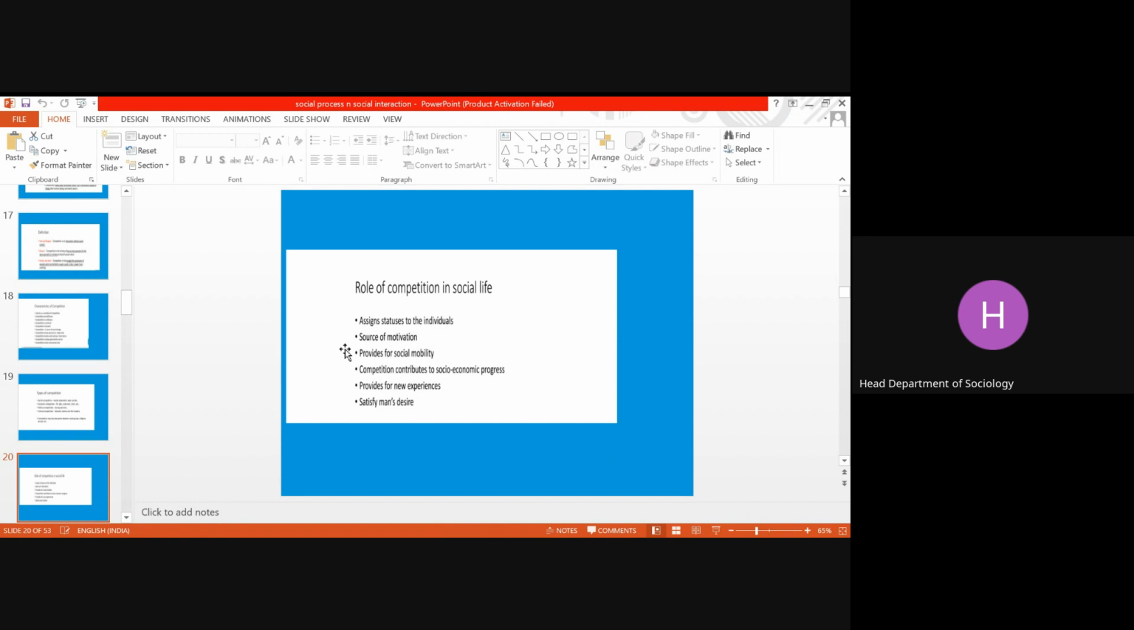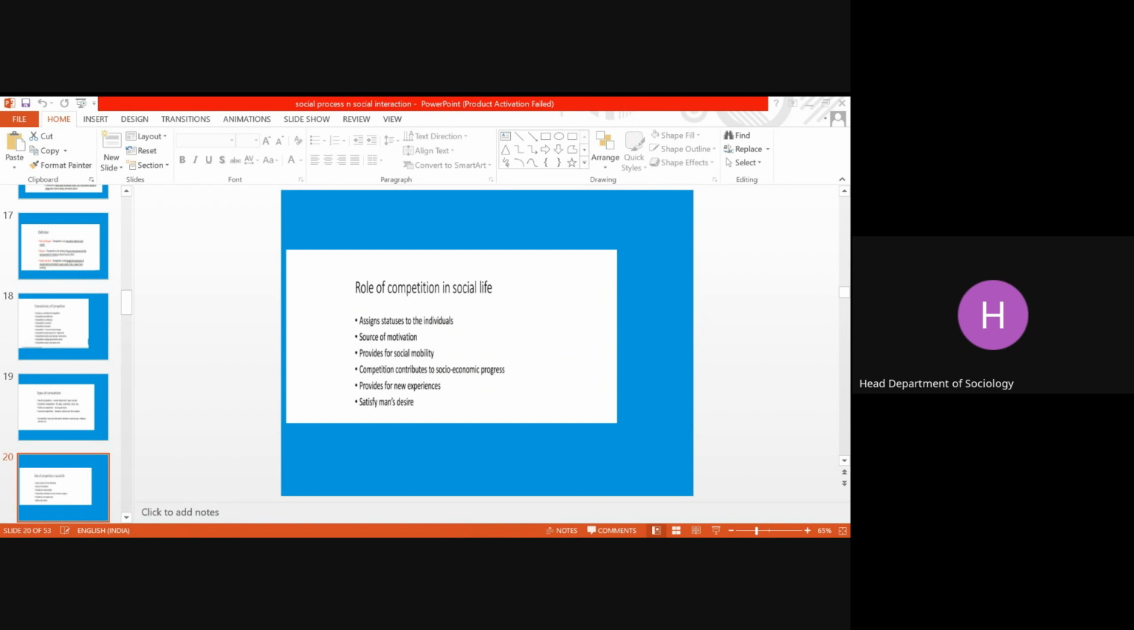Source of motivation, right? To win the competition, obviously they need some sort of motivation. Provide social mobility. When there is competition, we can see social mobility. Do you know what is social mobility? Yes, any one of you? What is social mobility? Moving from one place to another place. Yes, that's it. Moving from one place to another place, or migration. We are all aware that if someone has got a central government job, then the transfers take place from one state to another state.